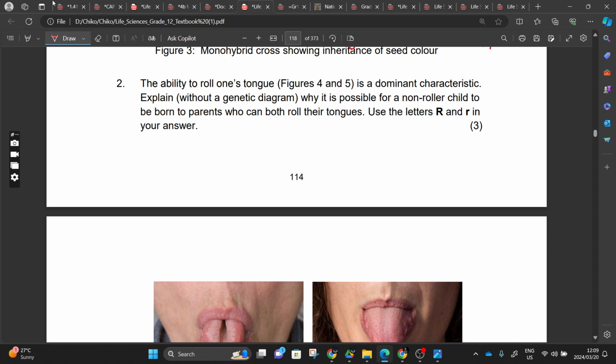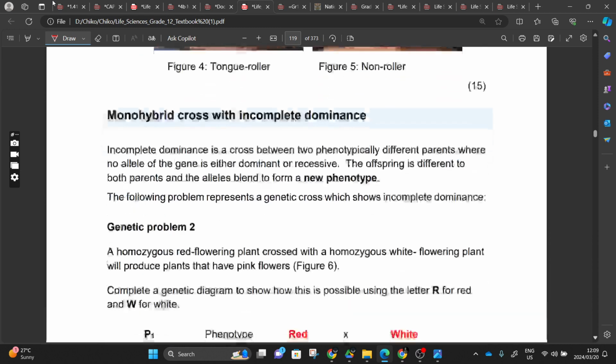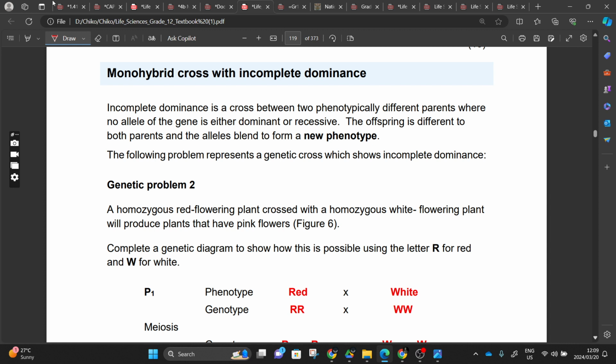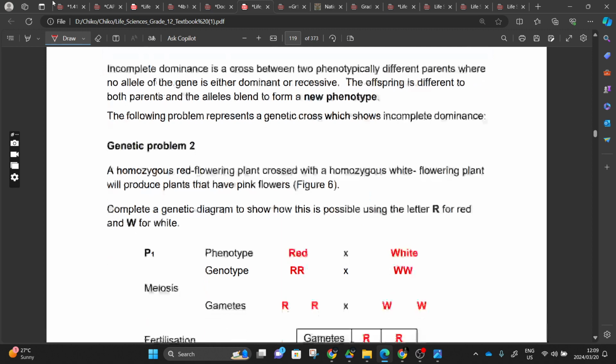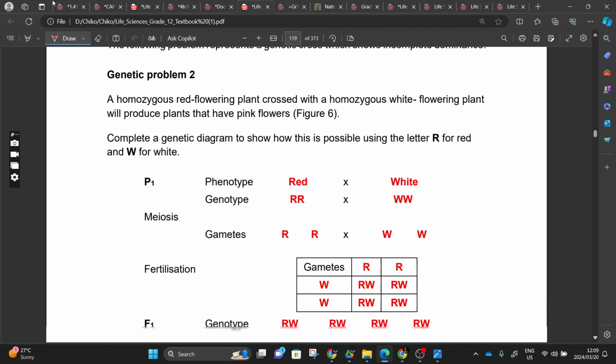And then another activity, you will do it yourself, the incomplete dominance one. Incomplete dominance, I've explained this. In incomplete dominance, a cross between two, this one, gives a new phenotype. That's what we have to get. And then here's the example.